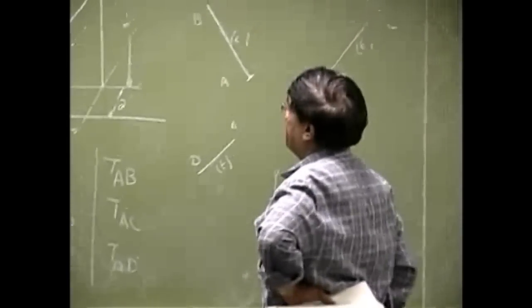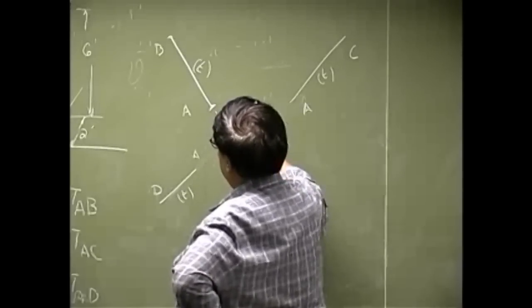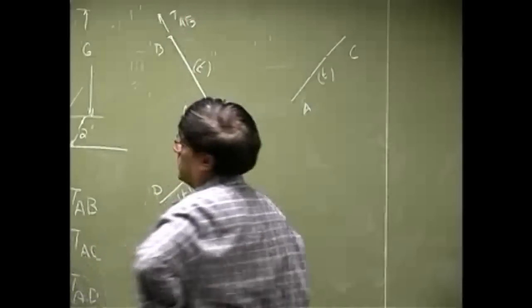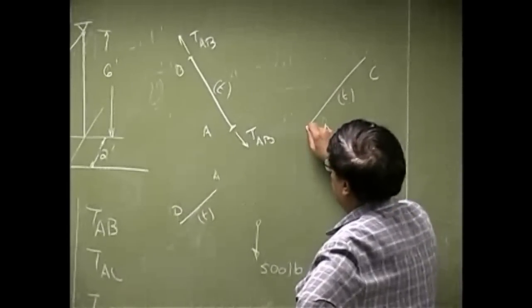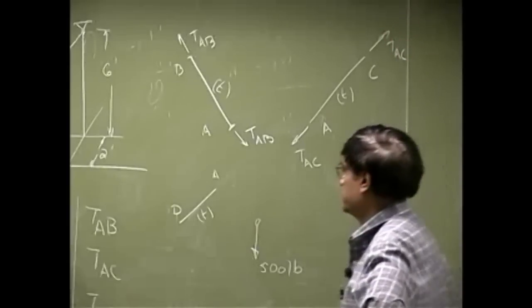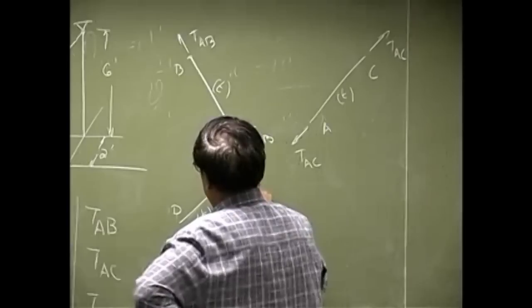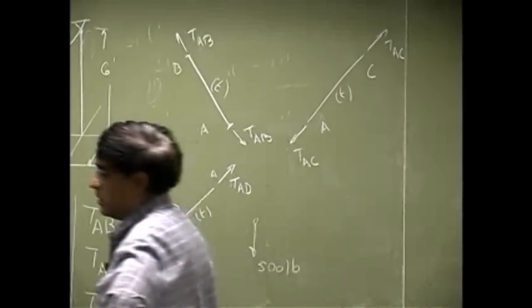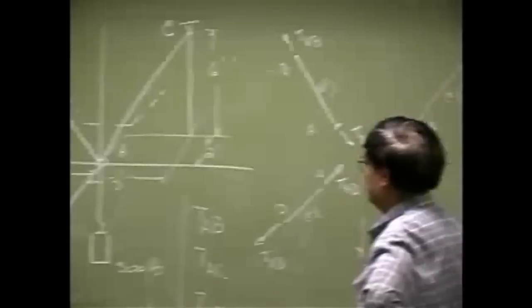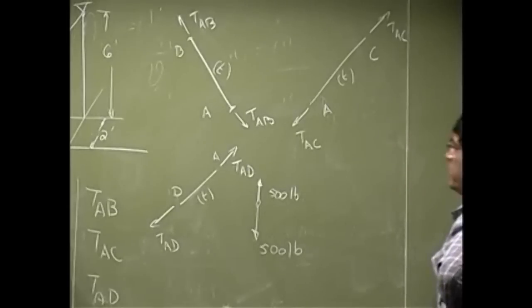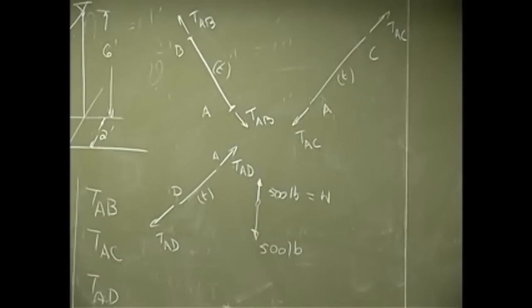So in the part which I've drawn, we have a force, the PAB, and there's going to be another force at the other end to balance that force. Then you will have a force PAC, then there's going to be another force to balance that force. Then there'll be an additional force here, that's PAD. Then there is a small part of cable here, and to balance that force, you will have another force, exactly the same magnitude as 500 pounds. Let's call this W. So those are the forces in different components.